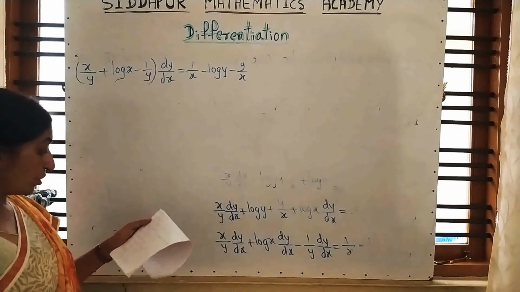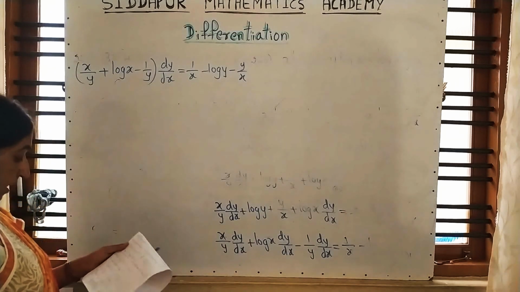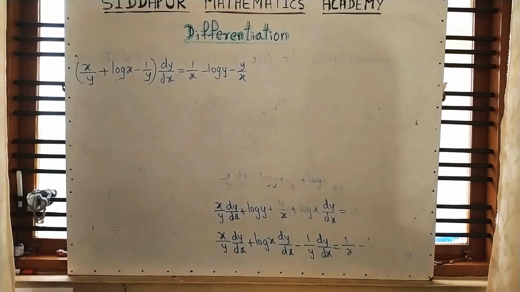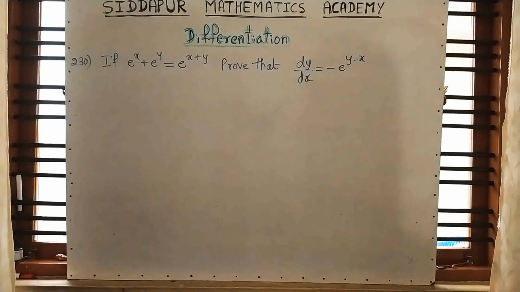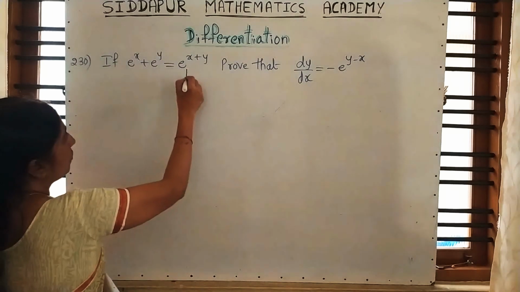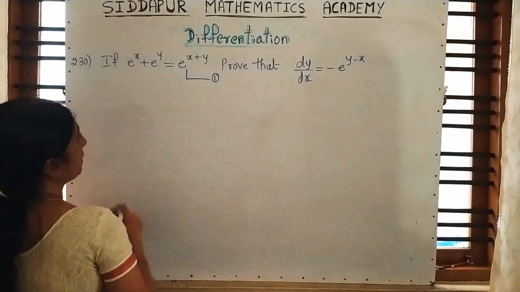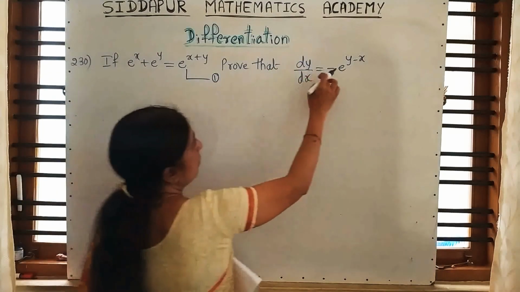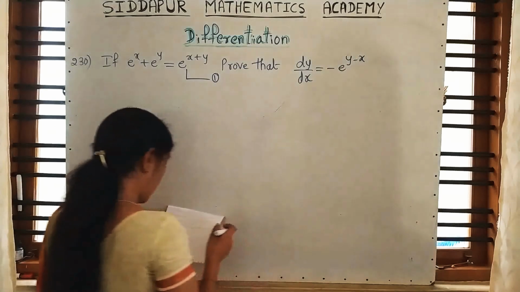Moving to the next question, question number 230. If e raised to x plus e raised to y is equal to e raised to x plus y, let us call this equation 1. Prove that dy upon dx is equal to minus e raised to y minus x.